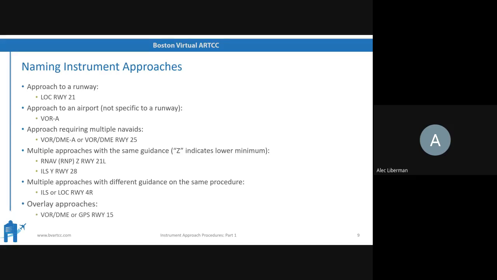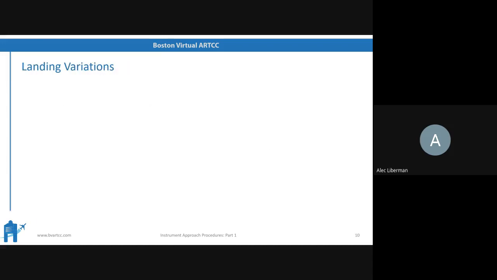And lastly, you could have overlaid approaches. For example, you could shoot either the VOR DME or GPS runway 1 high approach. Both are depicted on the same chart. Very confusing stuff. We'll talk about all these.